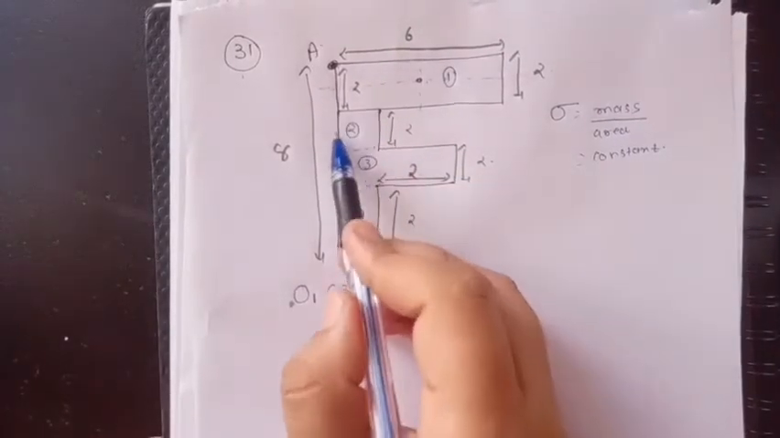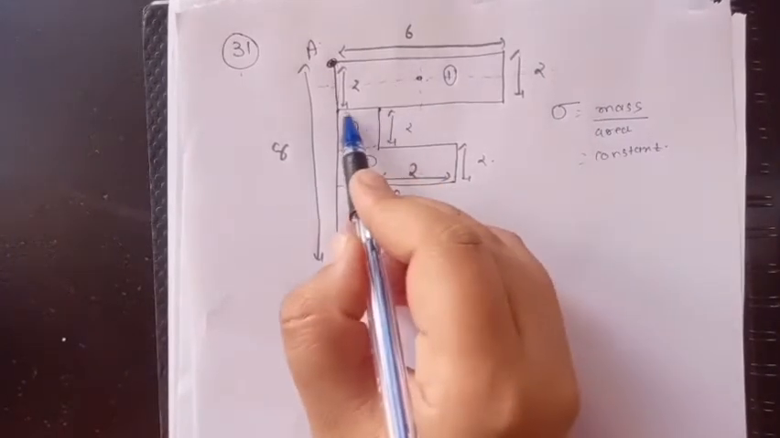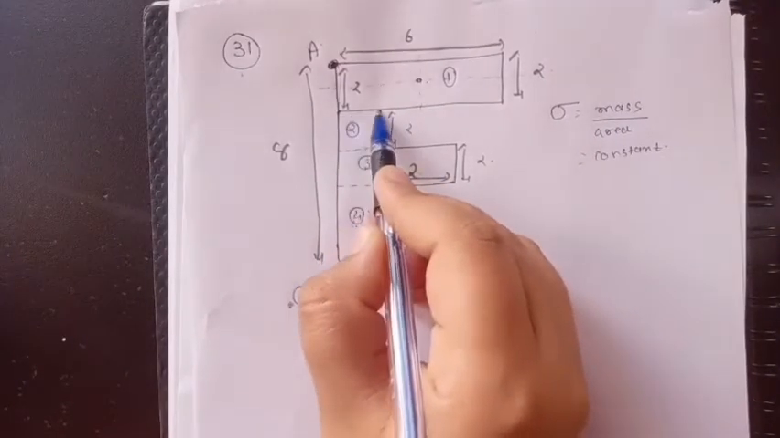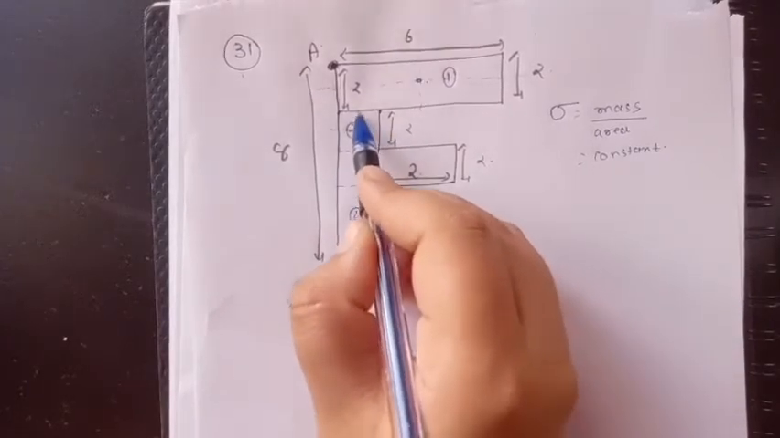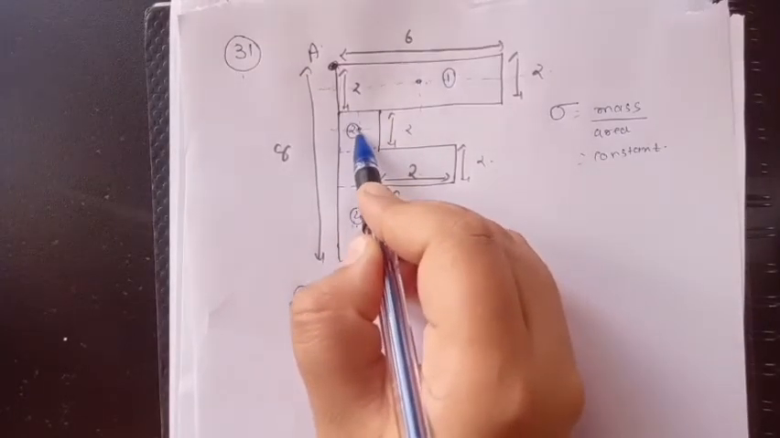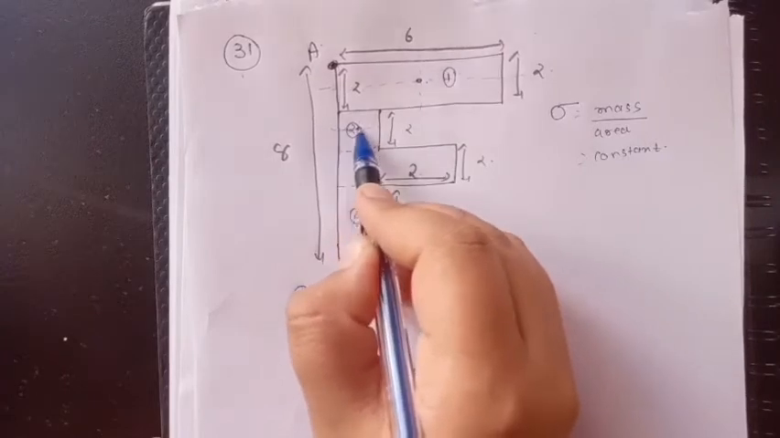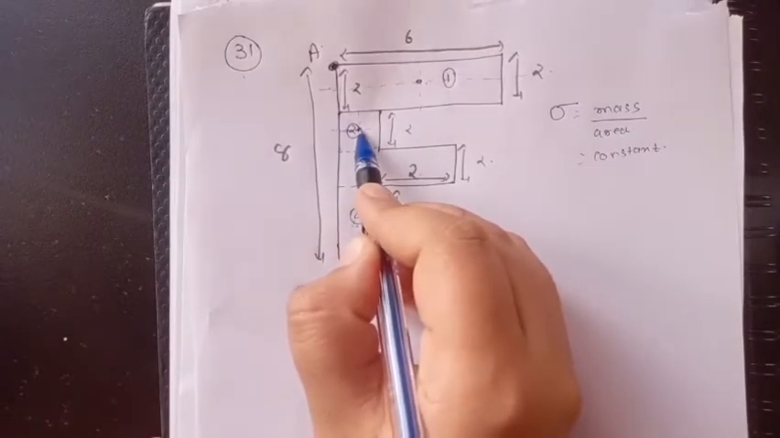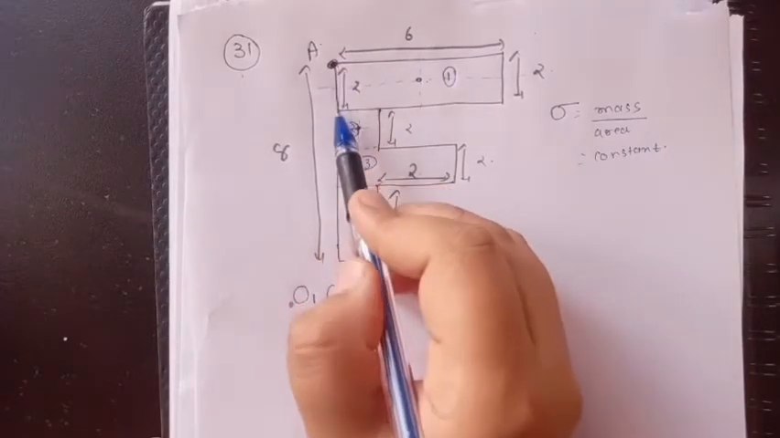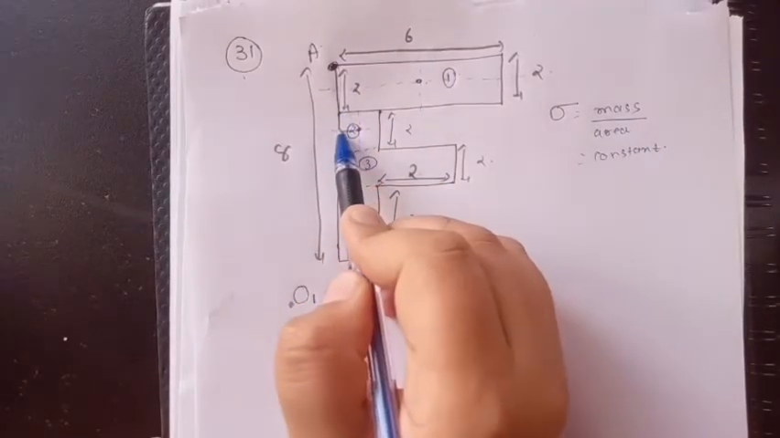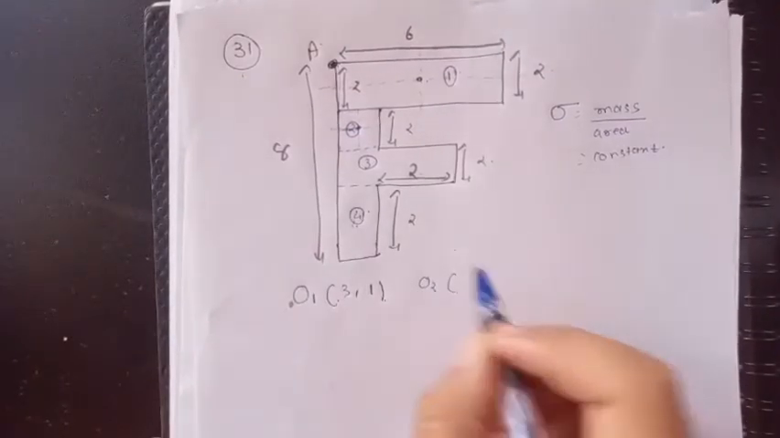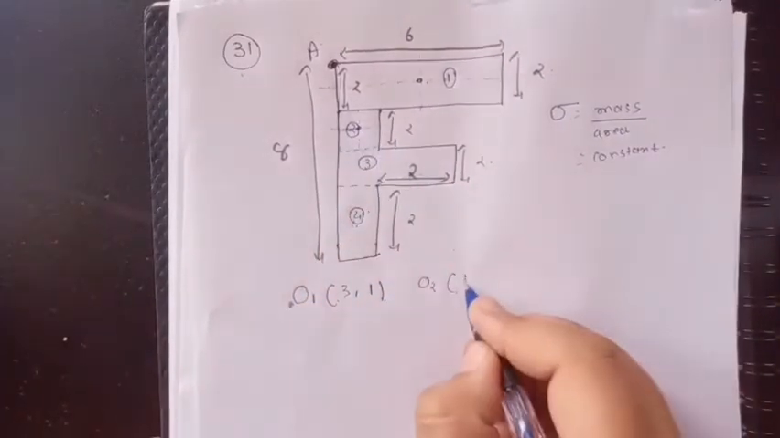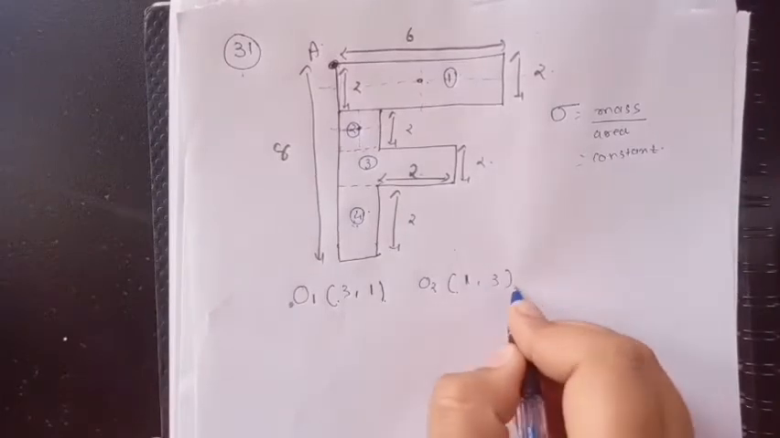Now for the second component, its length is 2 meter and height is also 2 meter, so its center of mass will again be its geometric center. It is at a distance of 1 meter from A along the x-axis, and it has a total of 2 plus 1, 3 meter distance along the y-axis. So the center of mass of 2 will have coordinates 1 and 3.